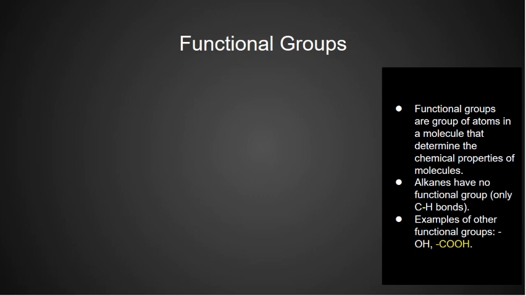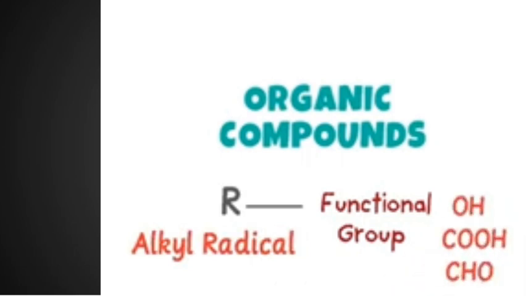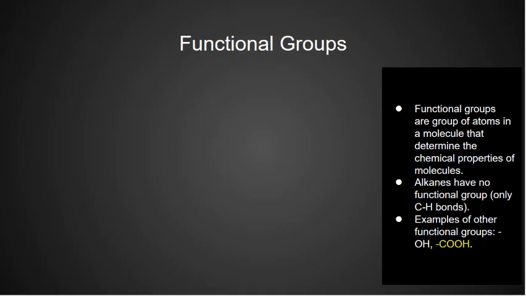Now let's talk about your functional group. Just like we said regarding the alkyl group, the functional groups help to determine the chemical properties of hydrocarbons. The alkyl determines the physical properties, while the functional groups help to determine the chemical properties. When we are talking about chemical properties, that has to do with what reactions the hydrocarbon can undergo. So it's different from the physical properties.